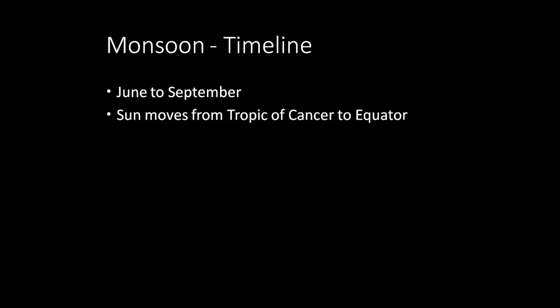Monsoon timeline. The general timeline of the monsoon that dominates over the Indian subcontinent is June to September. During this time, the Sun moves from the Tropic of Cancer to the equator, and this particular migration is called Dakshinayan. It causes a low pressure in peninsular India or over the Deccan Plateau. Now the direct sunlight will concentrate over the Deccan Plateau. It is shifting southwards, a southwest migration of direct sunlight.